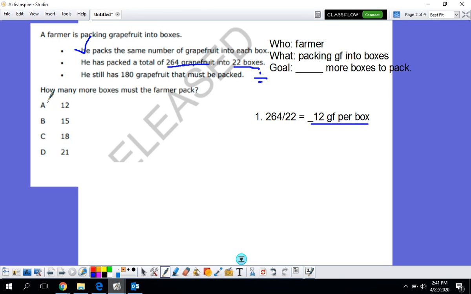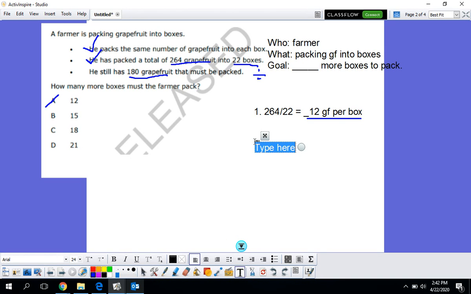So you know what I can do? I can go ahead and mark A out because they're just trying to trick me, because that was my first step. So now I know I've got to do more. I've done one step. It's not enough. It doesn't make sense. So I need to keep reading. I'm also going to check this second bullet off because I've done that. I now need to focus on what other information I have. It says he has 180 grapefruit that must be packed. Okay, I'm going to go ahead and start my second step.